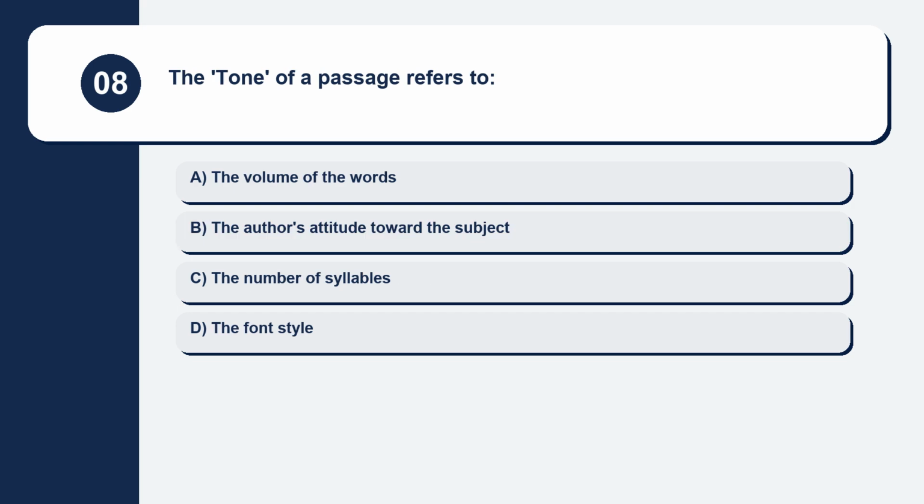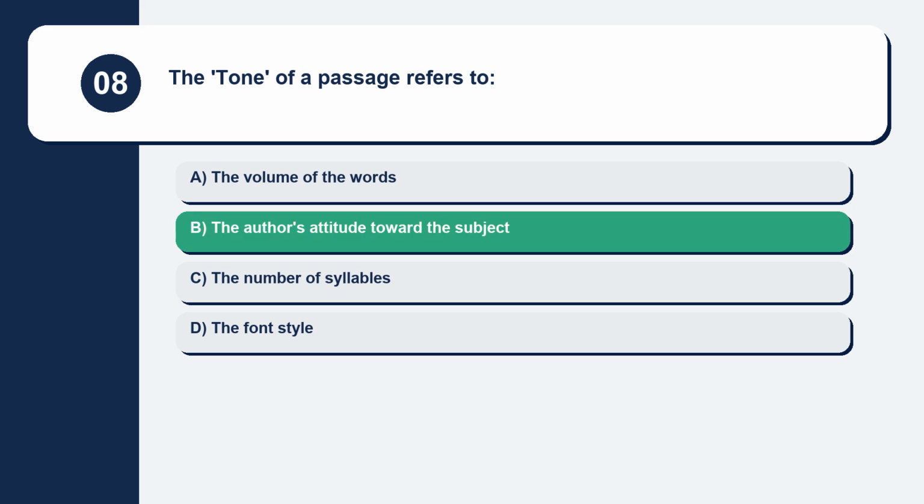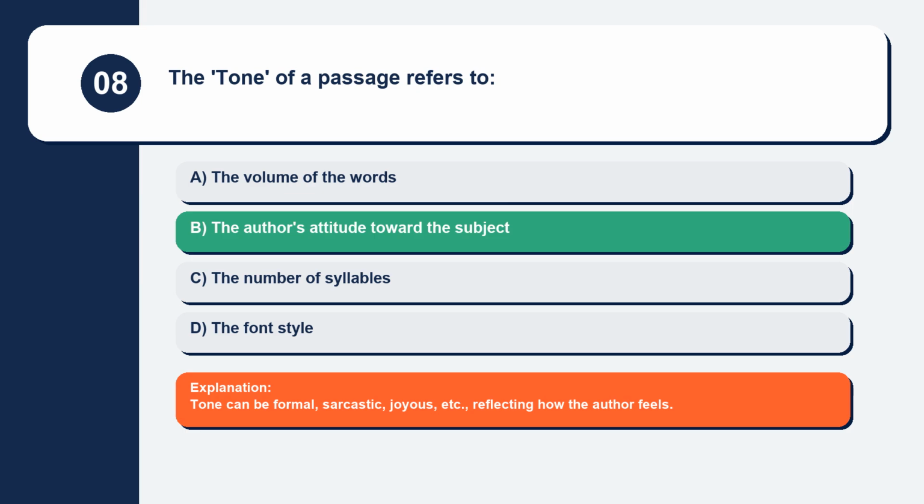Question 8. The tone of a passage refers to the volume of the words, the author's attitude toward the subject, the number of syllables, the font style. Tone can be formal, sarcastic, joyous, etc., reflecting how the author feels.